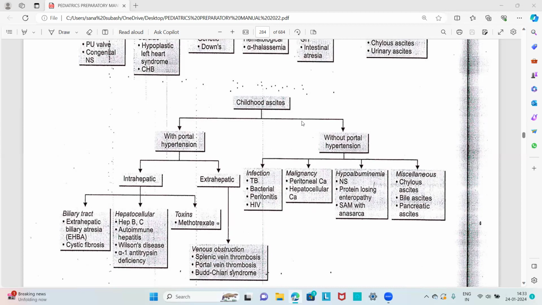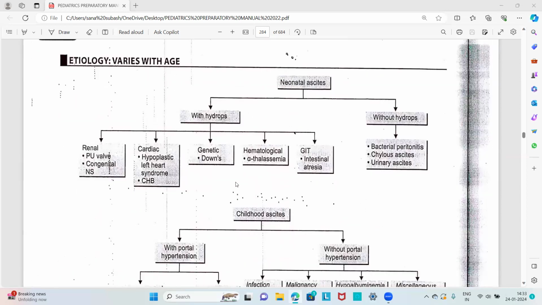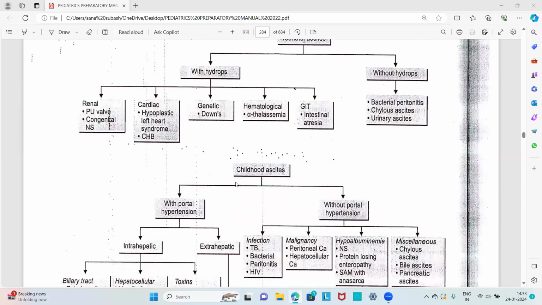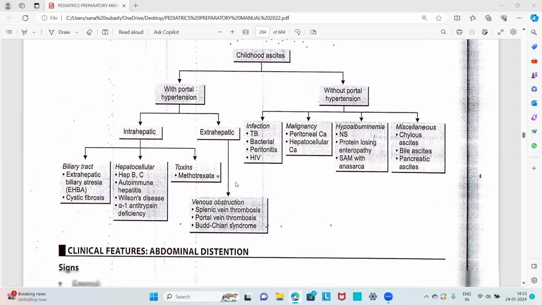Then we have childhood ascites without portal hypertension, and these are the causes: infections like TB, bacterial peritonitis, and HIV; malignancies like peritoneal carcinoma and hepatocellular carcinoma; hypoalbuminemia, nephrotic syndrome, protein losing enteropathy, and severe acute malnutrition with anasarca. Then miscellaneous causes like chylous ascites, bile ascites, and pancreatic ascites are there with childhood ascites without portal hypertension. So the etiology of neonatal ascites with and without hydrops, and childhood ascites with and without portal hypertension should be kept in mind.